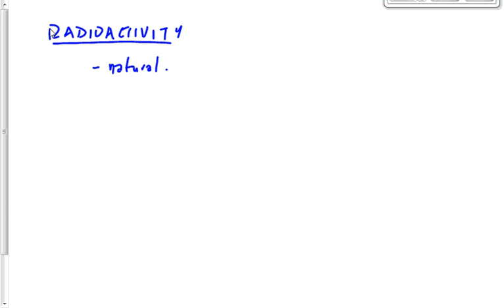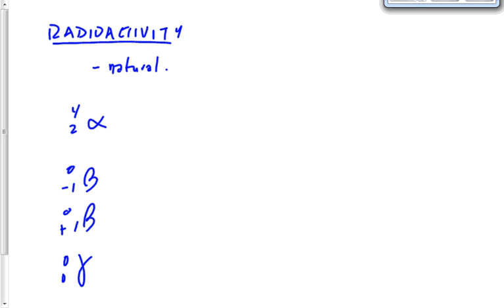Now, there were three types of radioactivity that we dealt with before the break. They were alpha decay, beta decay, although there were two types of beta decay, 0 minus 1 beta, 0 plus 1 beta. And then there was gamma decay, 0, 0. How many protons in an alpha particle? 4, 2 alpha, how many protons is that? Quick. 2. How many neutrons? Good.